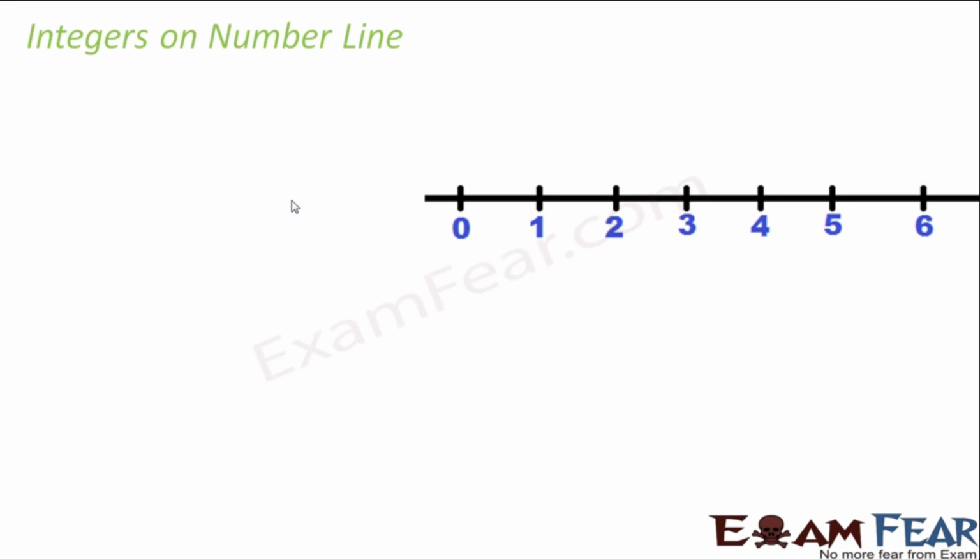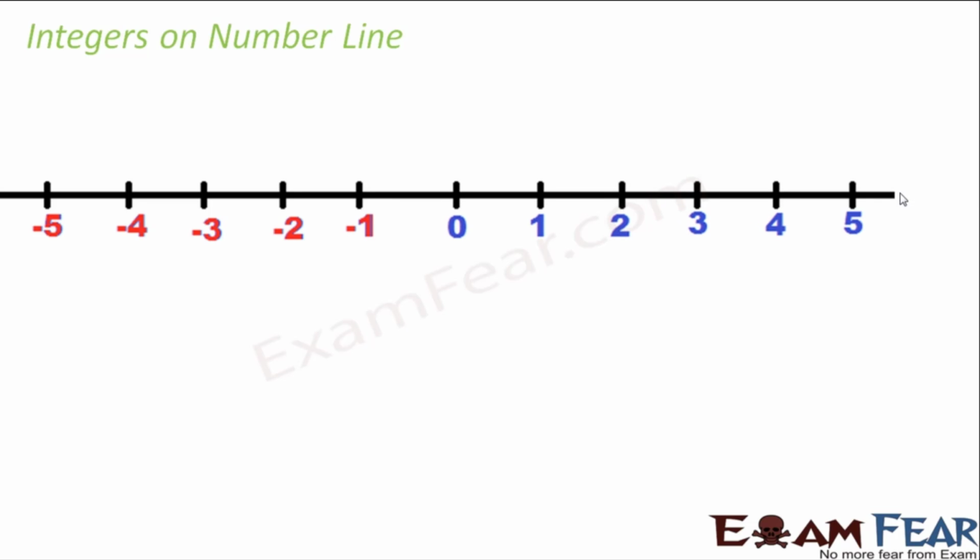Now, how do we locate integers on a number line? As I said, as long as we knew only about natural numbers or whole numbers, this is how our number line looked. It started with 0 and then it moved on till infinity. Now that we also know the negative numbers, it becomes something like this, where we have the negative numbers on the left hand side of 0. So this is how the integers look on a number line.